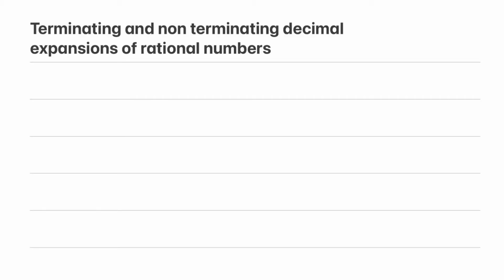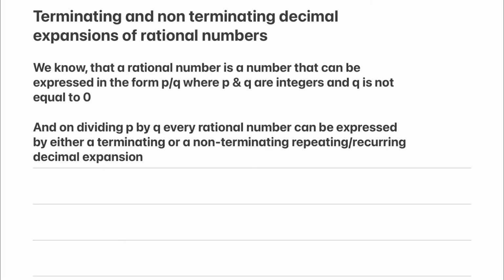Hello everyone. So in this video we will be talking about the terminating and non-terminating decimal expansions of rational numbers and how we can find out whether the rational number has a terminating or non-terminating decimal expansion without actually dividing it. And we know that a rational number is a number that can be expressed in the form p by q, where p and q are integers and q is not equal to 0.